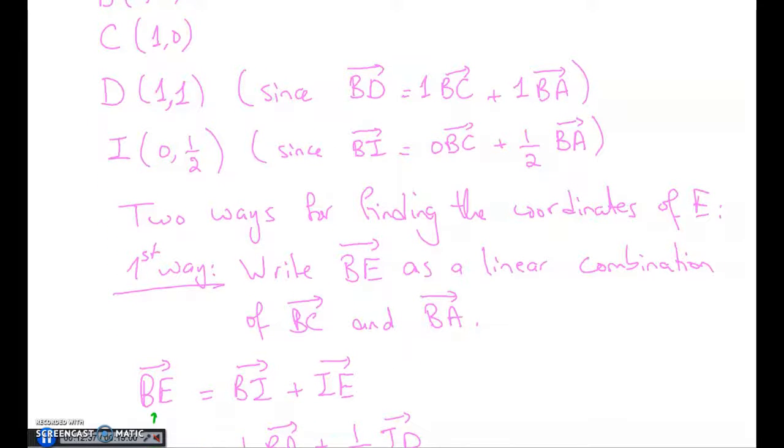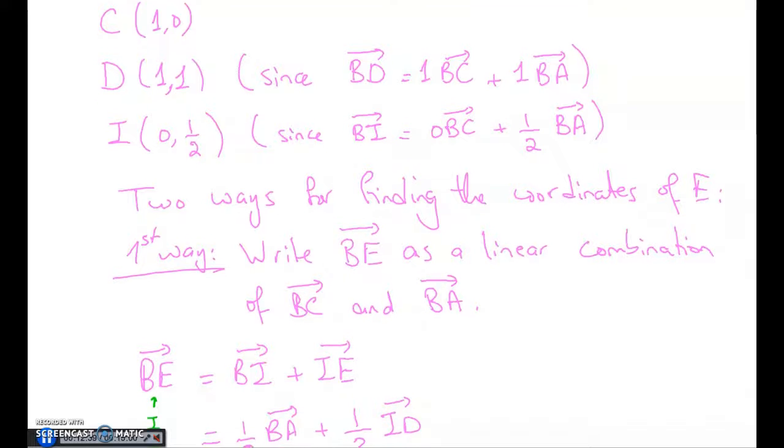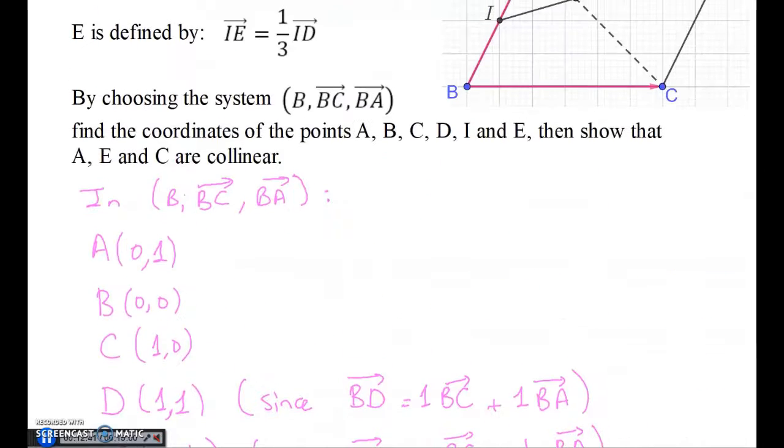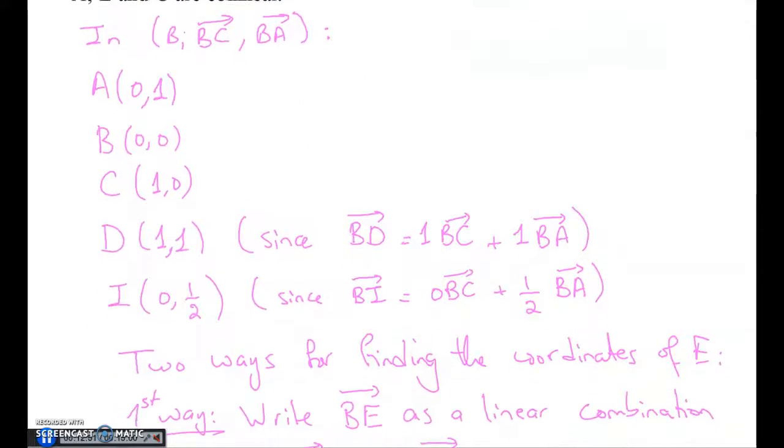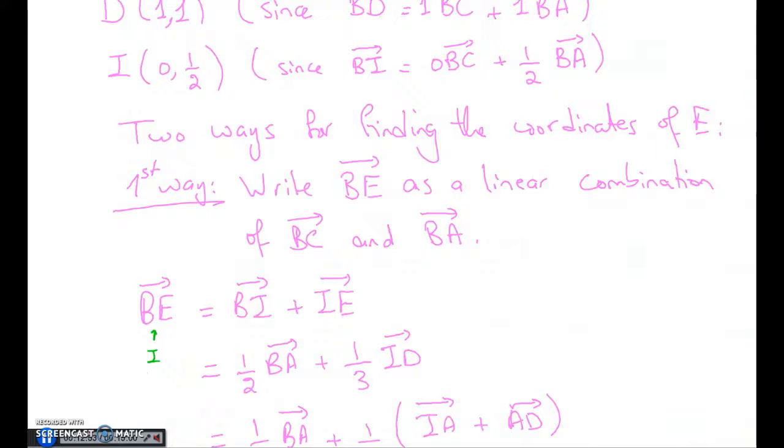Now, why did we think of inserting letter I? Because we don't know anything about E except that IE is equal to 1 over 3 ID. So that's why I is given with E. So I inserted letter I. Okay, so I want to write BE as a combination of the other vectors. So I inserted letter I here. I got BI plus IE.